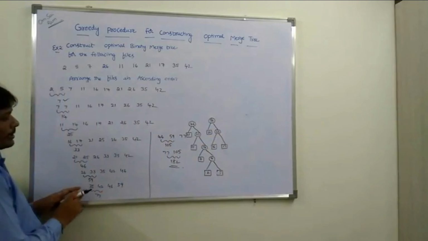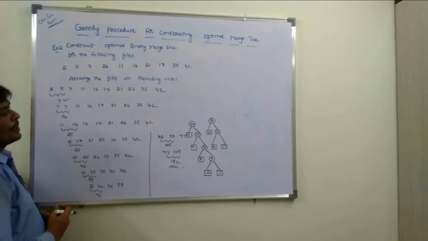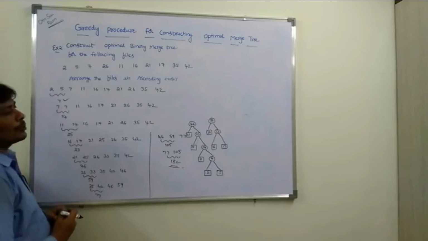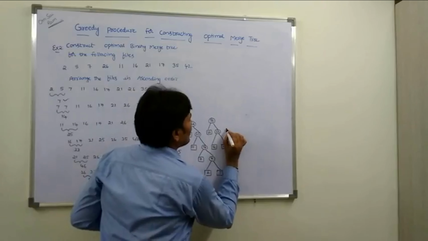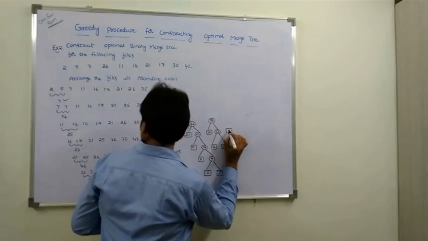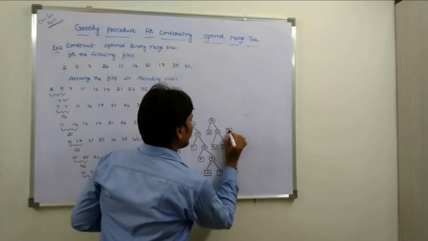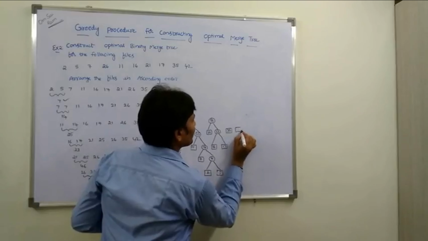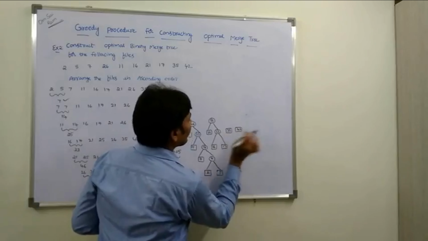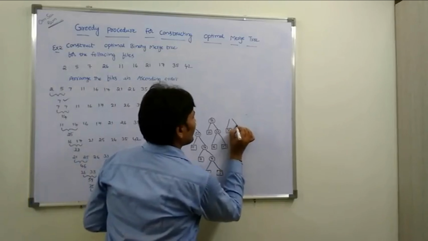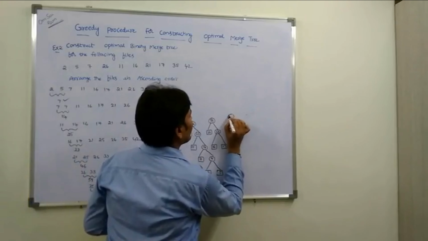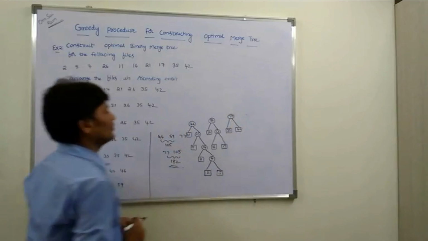Next we are merging 35 and 42. So 35 and 42 are placed on this side, since they are greater than 33. Then we are merging 35 plus 42, that is 77.